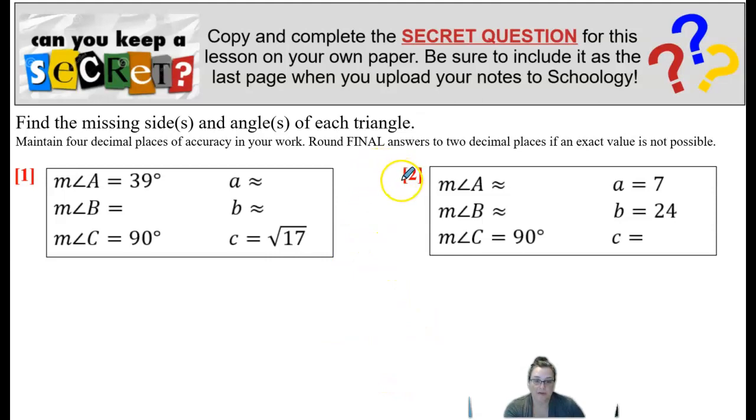Then in problem 2, you're given one angle and two sides. That's like the practice example we just looked at a moment ago. So you're going to show your work on scratch paper and upload that to Schoology as the last page in your notes, and then you'll enter your answers into the Schoology assignment for this lesson so that they get checked and you know right away if you got them right or need to ask for help.